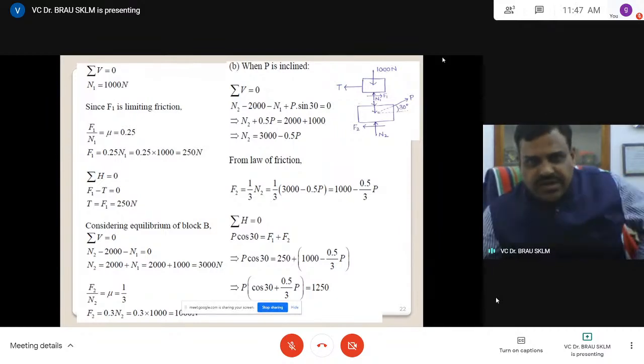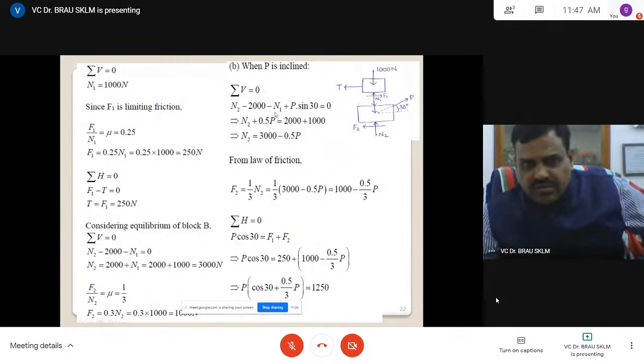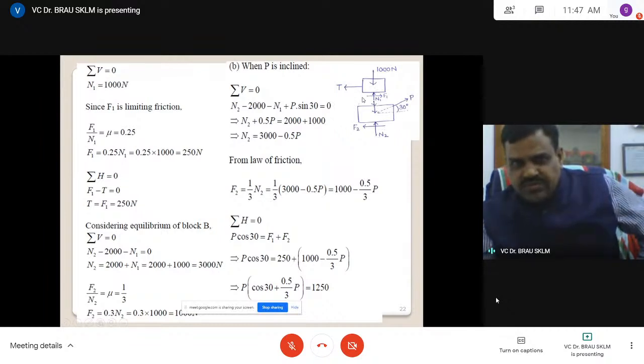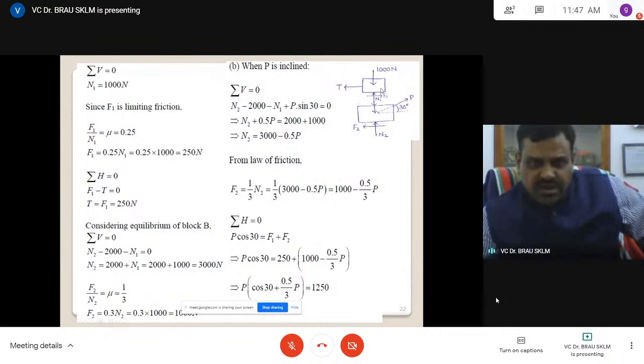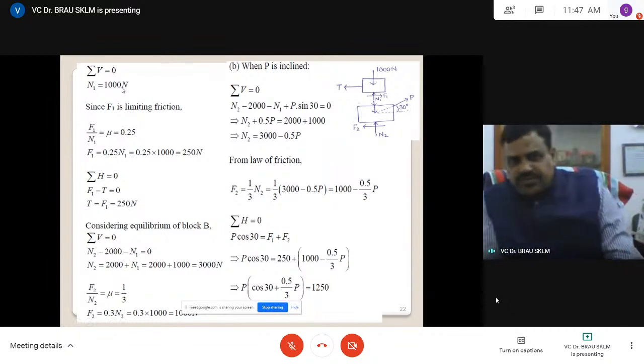Now let us see the sum of the vertical forces for block B. If we combine the two here, straightforward, nothing will change. The previous analogy is valid until this. Whatever N1 you got earlier, same N1, 1000 newtons, same F1, the same friction. Only the analogy will change with respect to block B. There is no difference in block A conditions or terms. For block B only, you have to write the vertical and horizontal. For block A, there is no change. You already got N1, you already got T, 250 newtons, 1000 newtons. Those two you can use as an input.